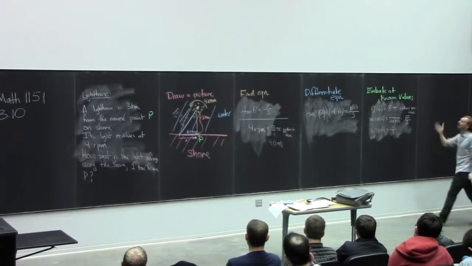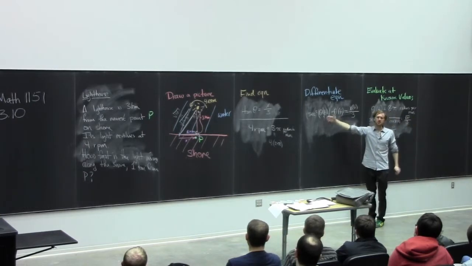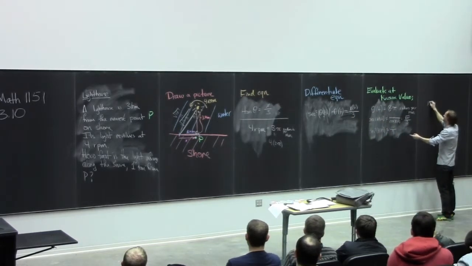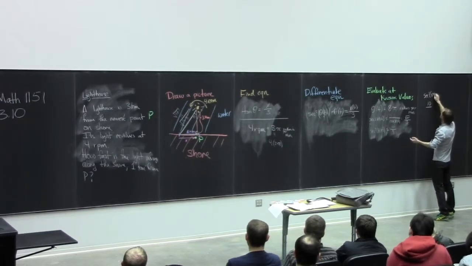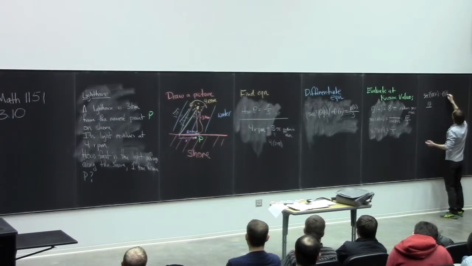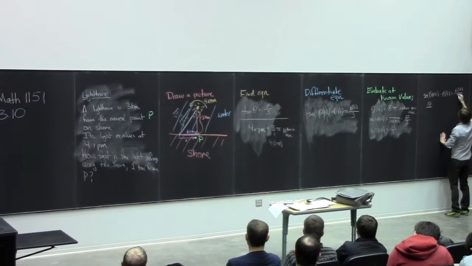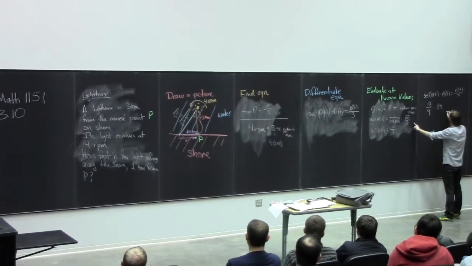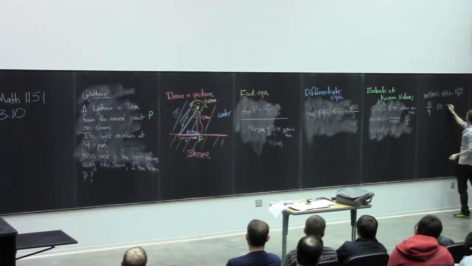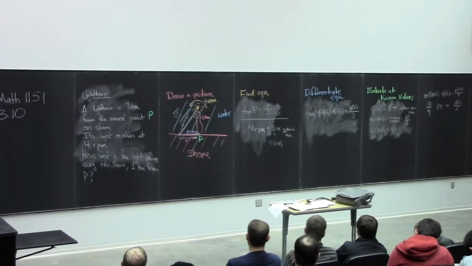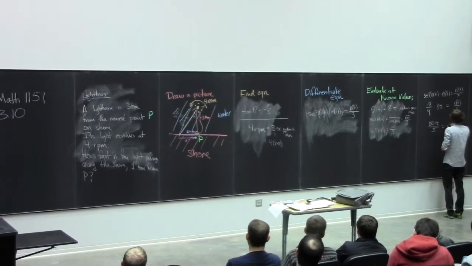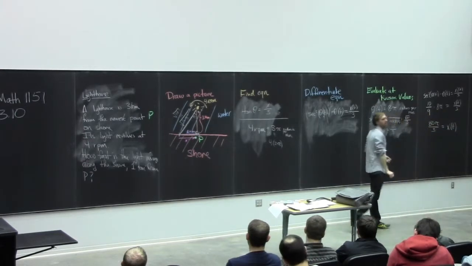Wait a second. We know theta prime. We know theta of t. We should be able to solve for x prime of t. Secant squared of theta of t times theta prime of t is equal to x prime of t over 3. That's 10 over 9 times 8 pi radians per minute, equal to x prime of t over 3. Multiply both sides by 3, and I get 80 pi over 3 is equal to x prime of t.